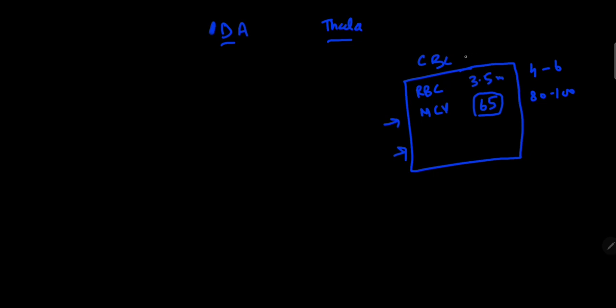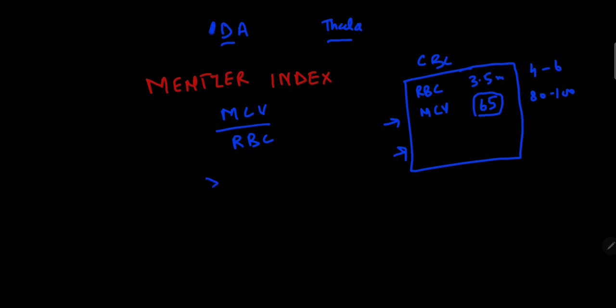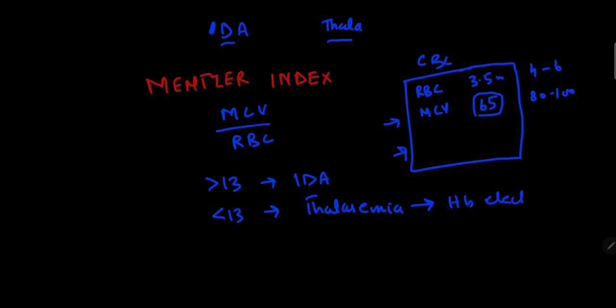So how are you going to know, purely from this CBC report, whether it is thalassemia or iron deficiency anemia? So you are going to do something called the Mentzer Index. In the Mentzer Index, you are going to divide MCV by red blood cells. And remember, if it is greater than 13, that is iron deficiency anemia. If it is less than 13, then that is thalassemia. So if it is less than 13, then you may go on to do HB electrophoresis to confirm this.